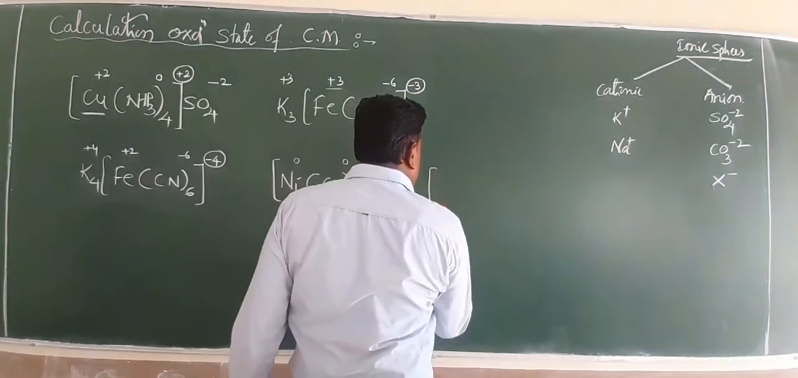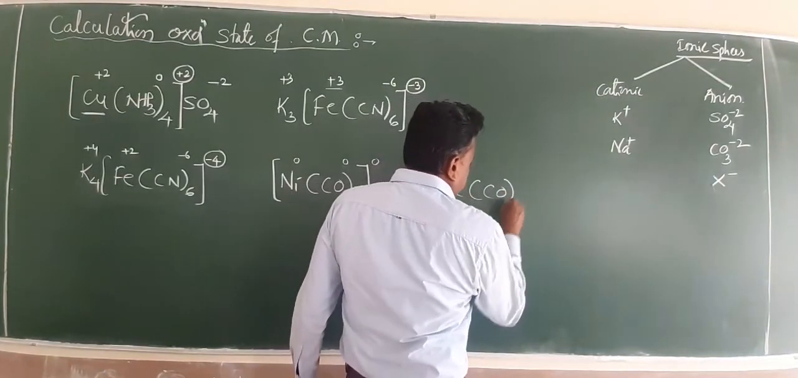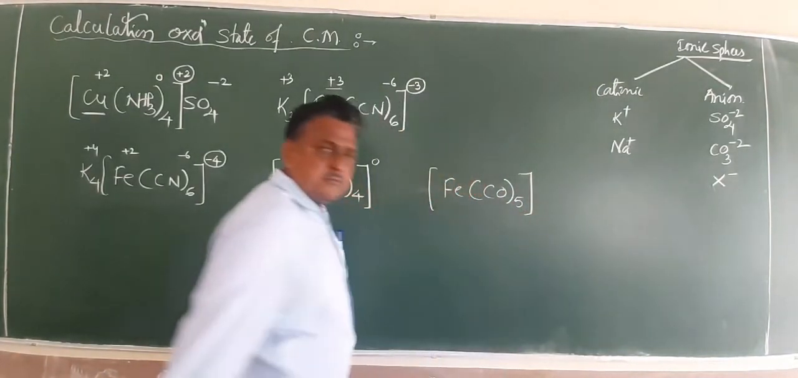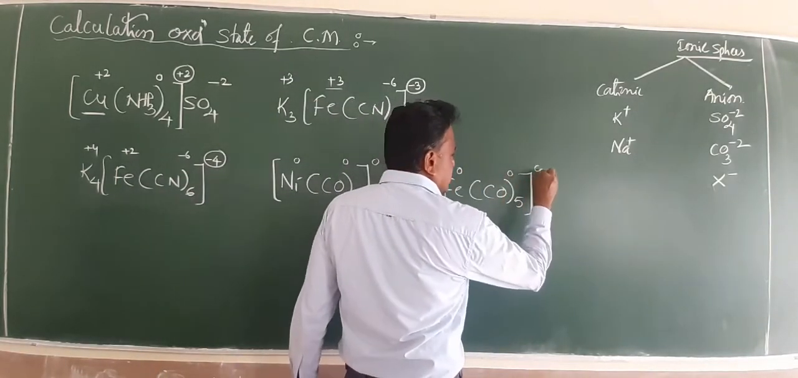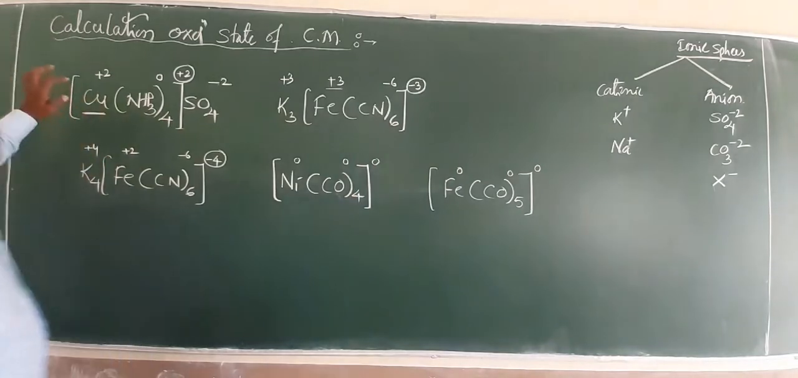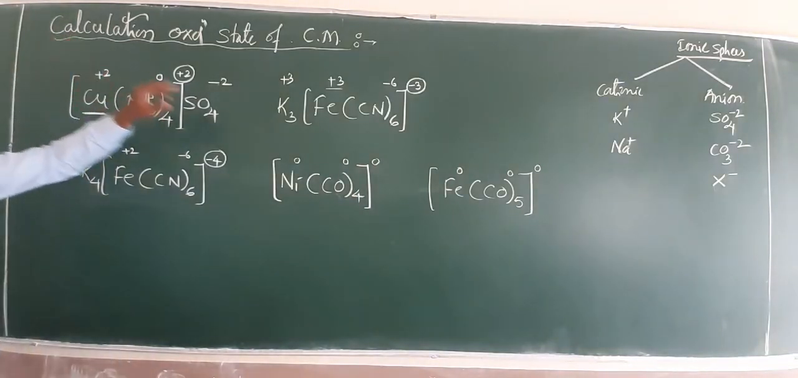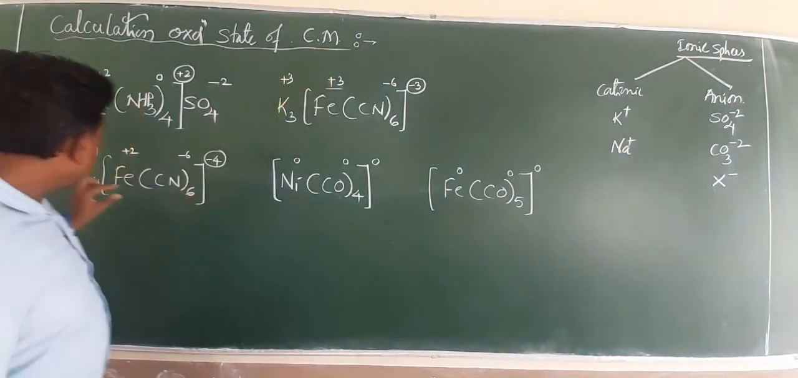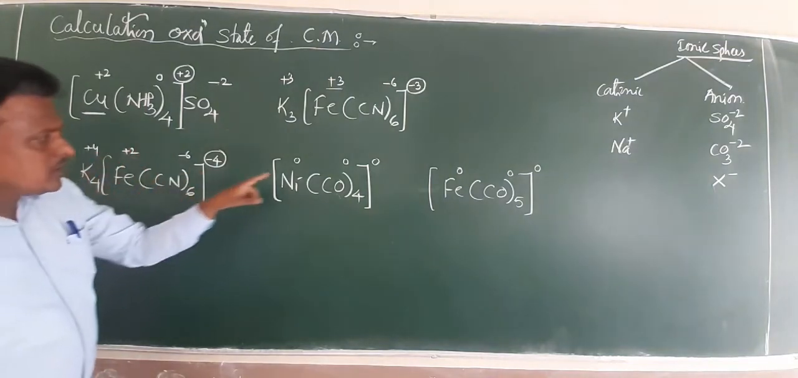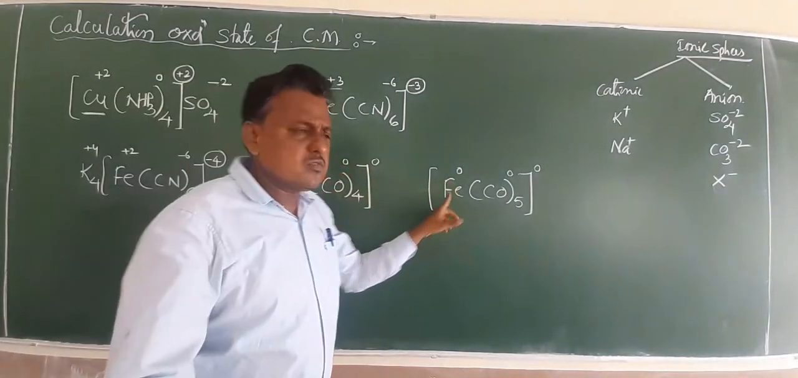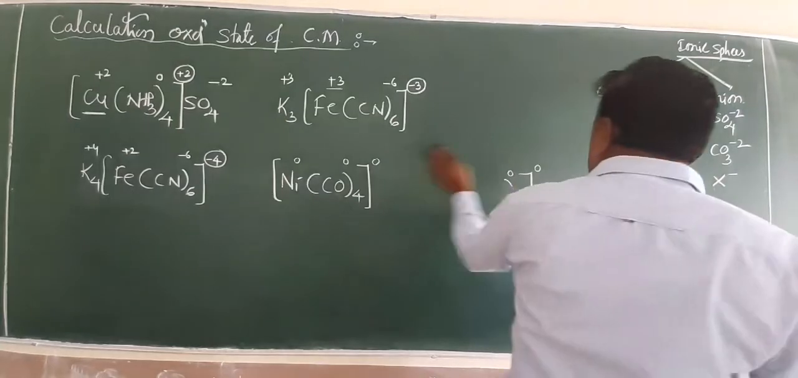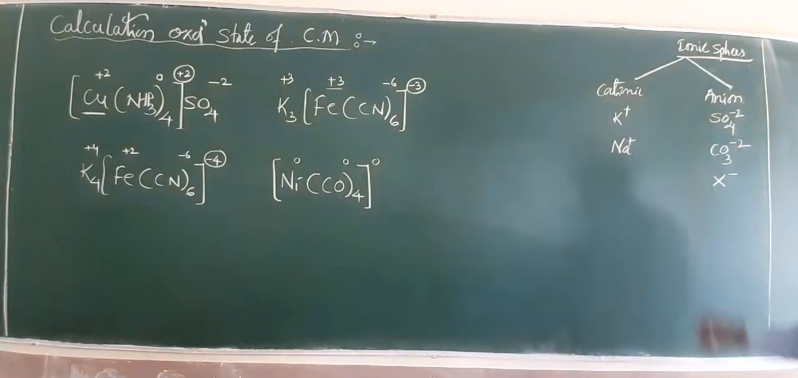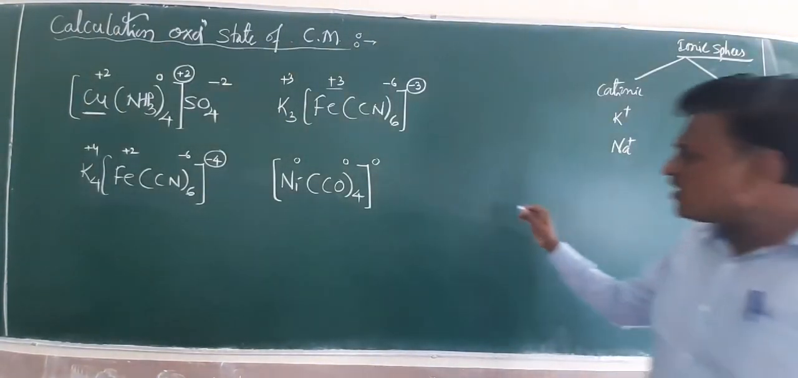Yes, if you take another one, Fe(CO)5, pentacarbonyl iron. Yes friends, carbonyl is 0, iron is 0, net charge is 0. The oxidation state of copper is plus 2, of iron is plus 3, of iron is plus 2, here nickel 0 and iron 0. Similarly, you can easily calculate so many complexes in our syllabus based on the components.